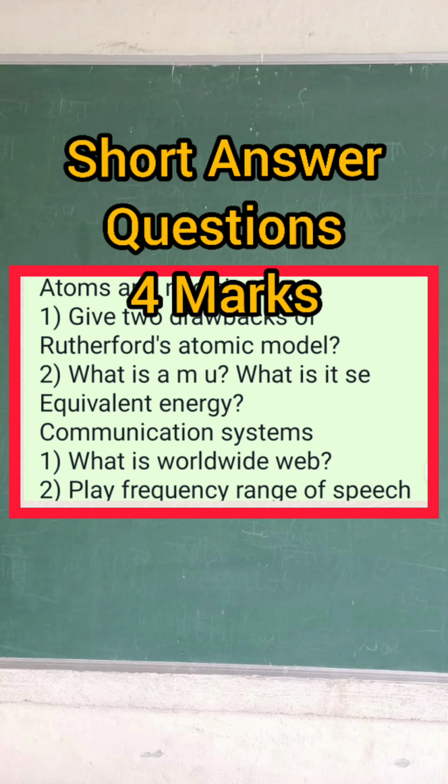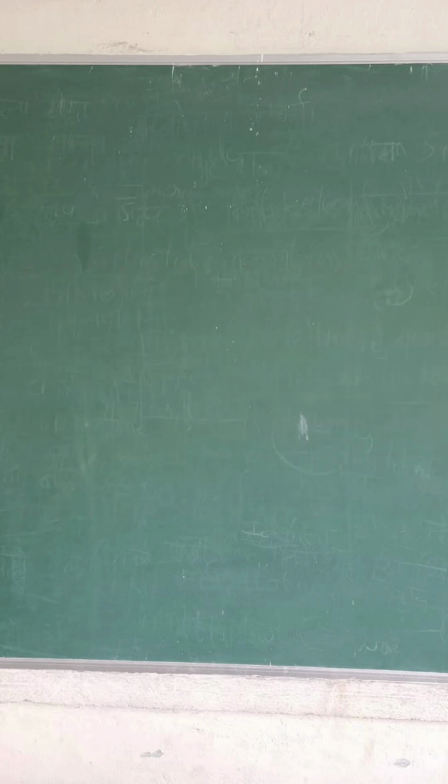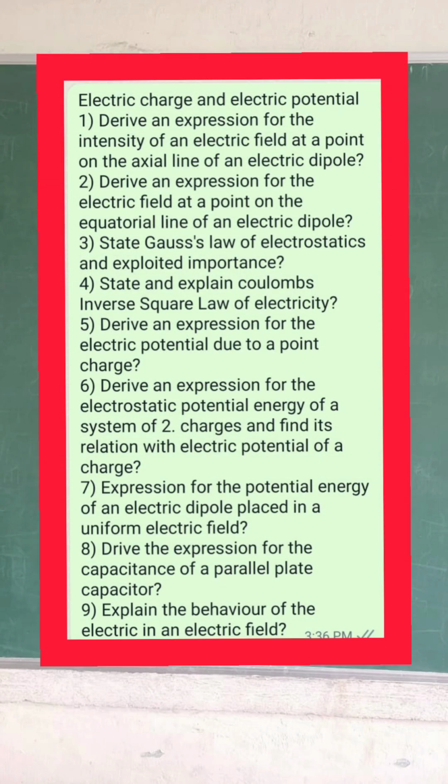For short answer or 4 marks questions, in electrostatics and electric potential: derive an expression for the intensity of an electric field at a point on the axial line of an electric dipole. Electric field at a point on the equatorial line of an electric dipole. State Gauss's law in electrostatics and explain its importance. State and explain Coulomb's inverse square law of electricity.